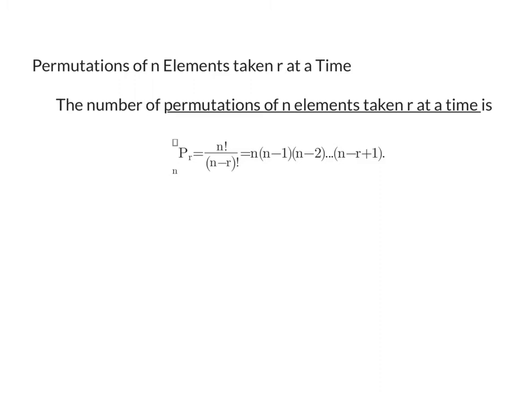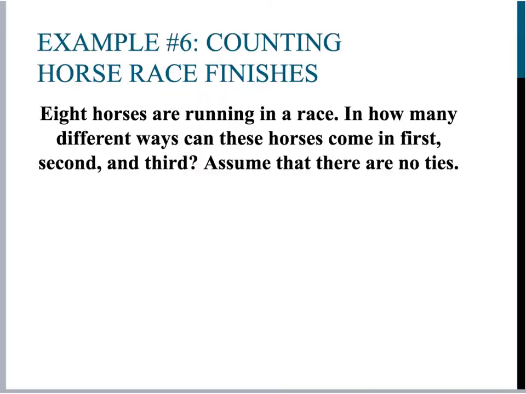So to take a certain number of elements at a time, we're going to use this formula. It's n factorial over n minus r factorial. And again, this is for permutations. And we know that because we see the letter P for our formula.